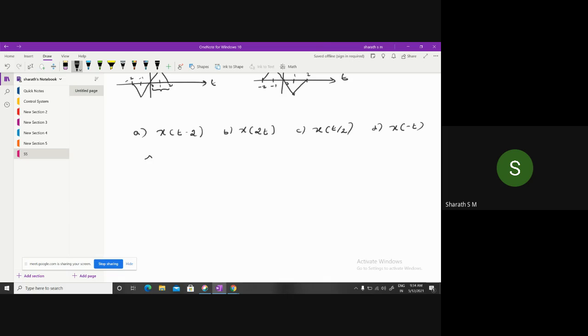So the given x of t is a signal from 0 to 4. Right on the given x of t.